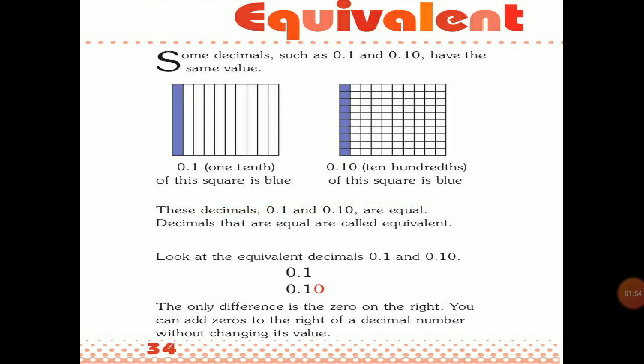What is the relation between equivalent decimals? Some decimals such as 0.1 and 0.10 have the same value. 0.1 means 1/10 and 0.10 means 10/100. These decimals 0.1 and 0.10 are equal. Decimals that are equal are called equivalent. So we can say that 0.1 and 0.10 are equal.